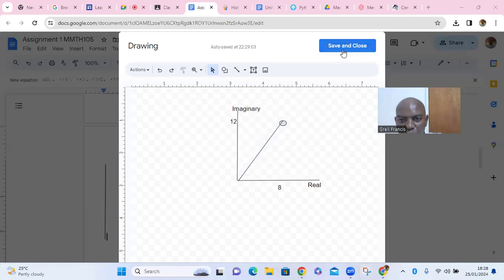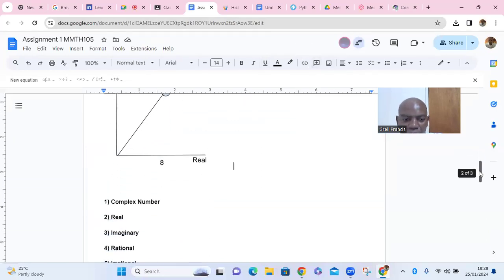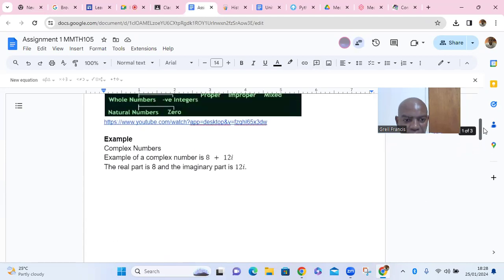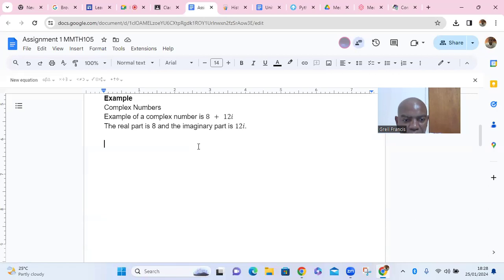Save and close. And then you have the example of your complex number. It's saved down here. Can you bring it up here?